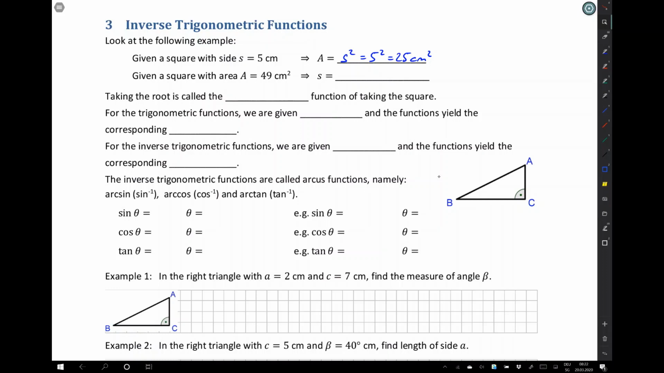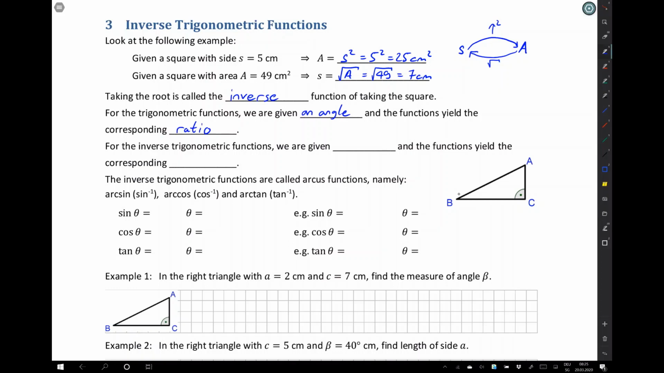Now, in a second example, we're given the area of a square and we want to find the length of the side. To find the length of the side, we have to take the square root of the area and we get 7 centimeters. So when we're given the side S and we want to find the area A, we take the square. When we're given the area A and we want to find the side S, we take the root. So we invert the direction, then the square root is the inverse function of the square.